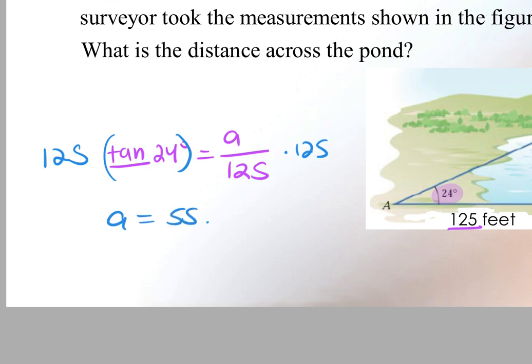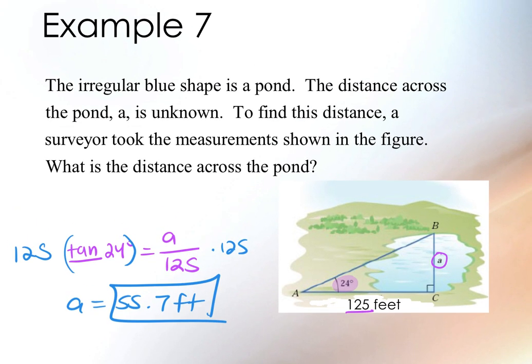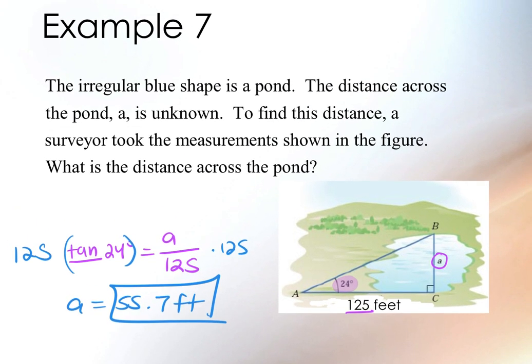A is 6.5. Most of these say nearest tenth, so we're going to say that's 7. And this time we'll have a unit, which is feet. Questions on that one?